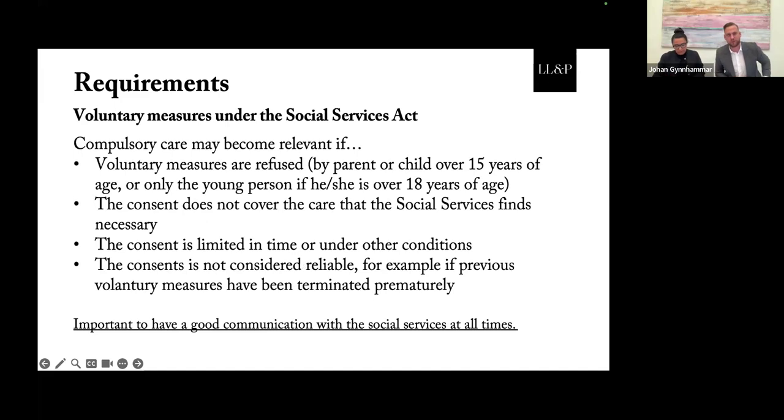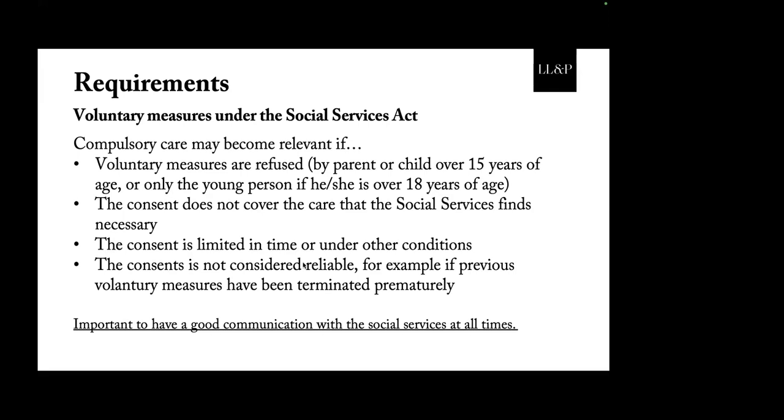And then we also have a requirement that voluntary measures under the Social Service Act that Anusha mentioned in the beginning of this lecture are not sufficient. So that means that compulsory care in accordance with LVU can become relevant if voluntary measures are refused, either by the parent, and if the child is over 15, then also by the child, because it's more important what the child says after the age of 15. Then the child also has to comply and say that I am accepting these voluntary measures. Before 15, it's more viewed together with the parents.